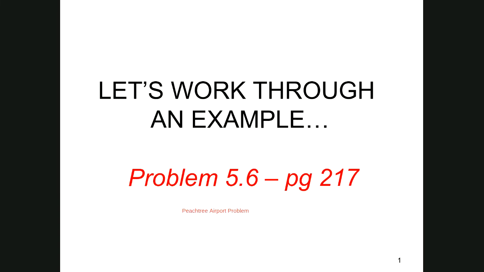Peachtree Airport in Atlanta serves light aircraft. It has a single runway and one air traffic controller to land planes. It takes an airplane 8 minutes to land and clear the runway, exponentially distributed. Planes arrive at the airport at the rate of 5 per hour, Poisson distributed. Then it has 4 different questions, and then I will add a 5th. But here are the 4, and we'll work through each one individually.